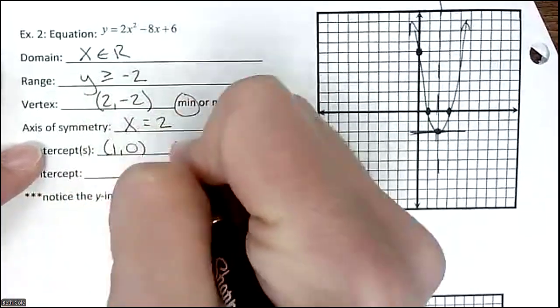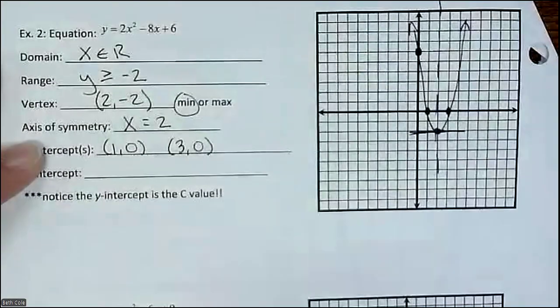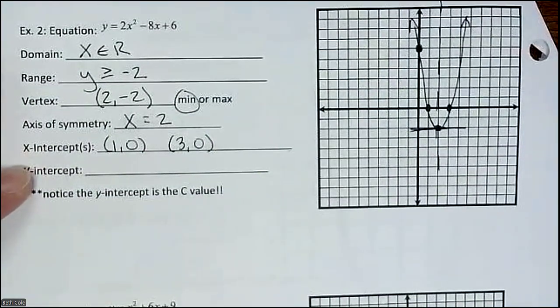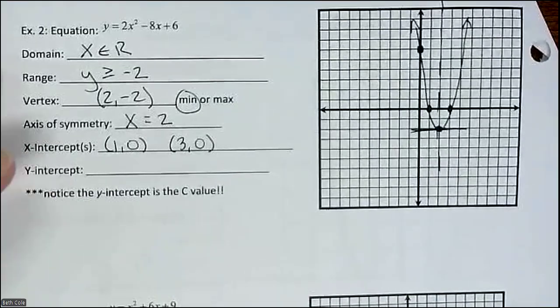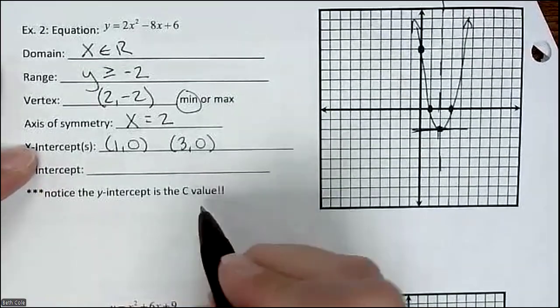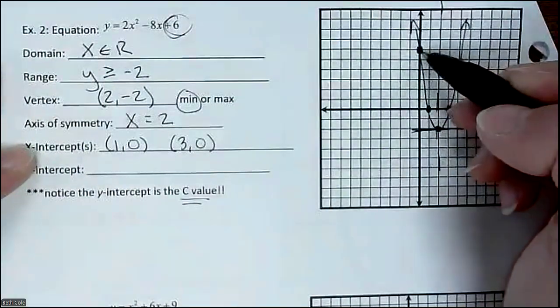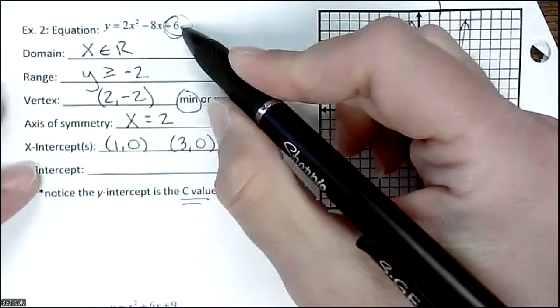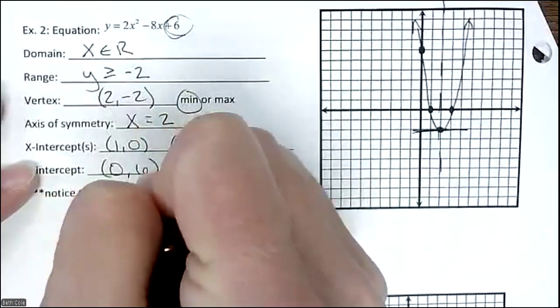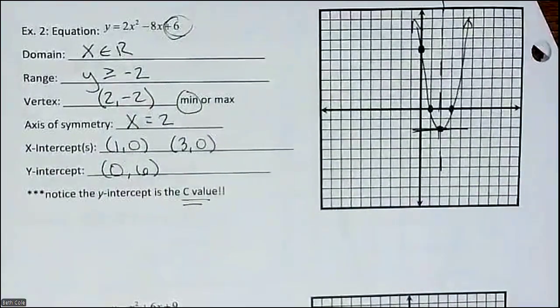X-intercepts: 1, 0 and 3, 0. I just clicked on those on Desmos. You're going to just use your calculator. And then your y-intercept, and what I want you to notice is it's the c value in your equation. You can look at the graph and see that that's at 6, but do you also see it here? 0, 6. I want you to make that connection.